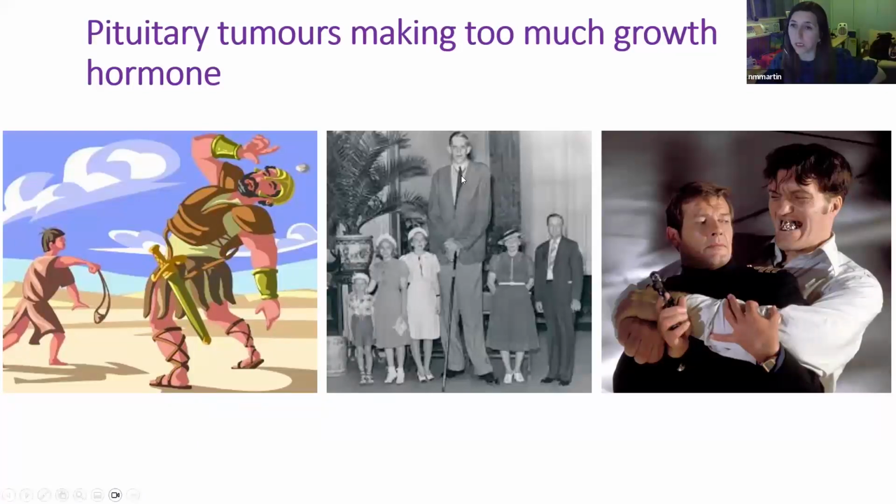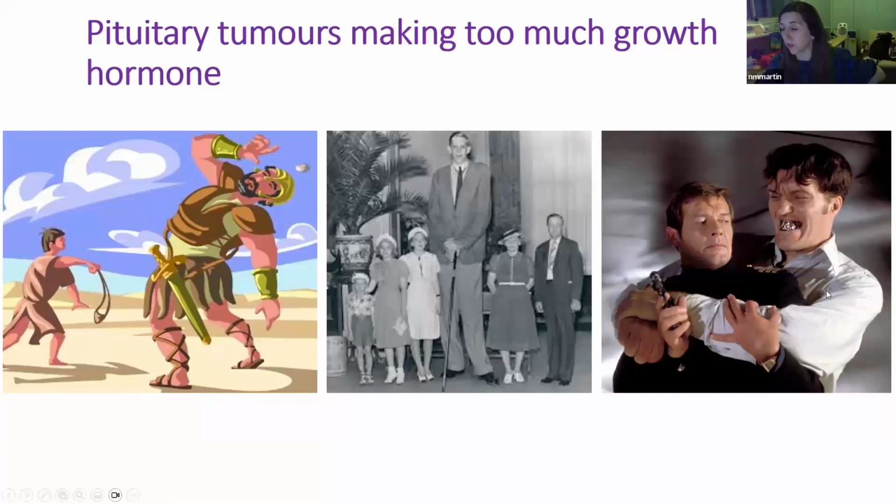This gentleman in the middle had gigantism. Again, this is the rest of his family members, so you can see how tall he is in relation to them. So again, he had a confirmed pituitary tumor making too much growth hormone in adolescence. And he is in the Guinness Book of World Records as the tallest man to have ever existed to date.